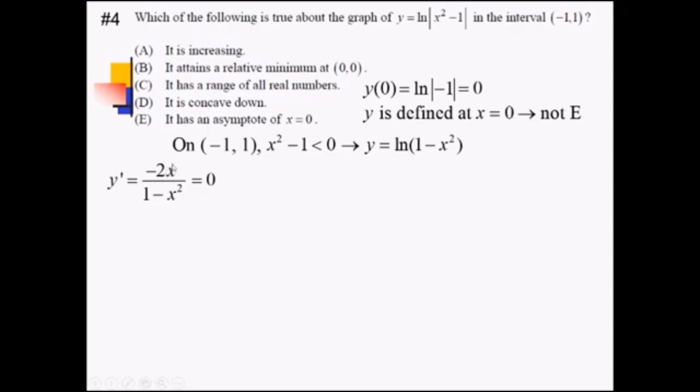Negative 2x is the only piece that we're worried about with the 0 part. If negative 2x has a value of 0, that's going to happen when x is 0. So we have a critical value there. And we also see that y prime is undefined when x is positive or negative 1. But since those are our endpoints, we'll list them as endpoints on our sign analysis, but we don't actually have to worry about testing around them too much.